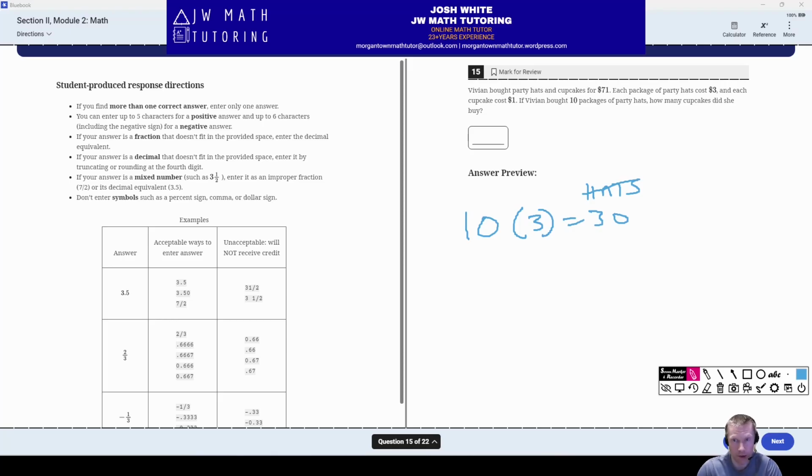The total amount of money spent is $71. Okay, $71, take away the 30 on hats, $41 left. That's how much is going to be spent on cupcakes. How many did she buy? Well, they're each $1, so therefore she bought 41 of them. So the correct answer for this is just 41.